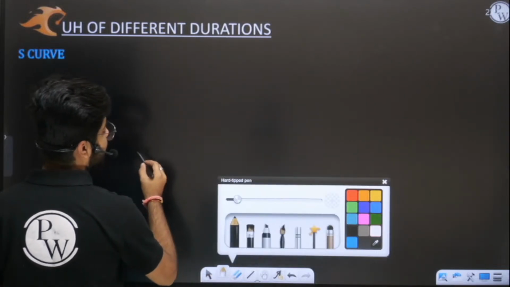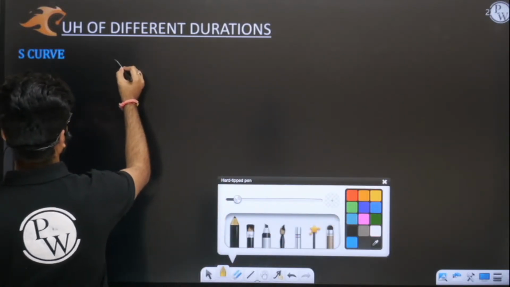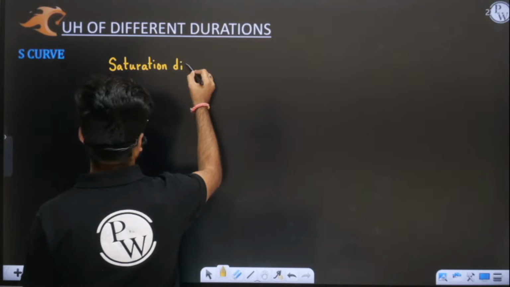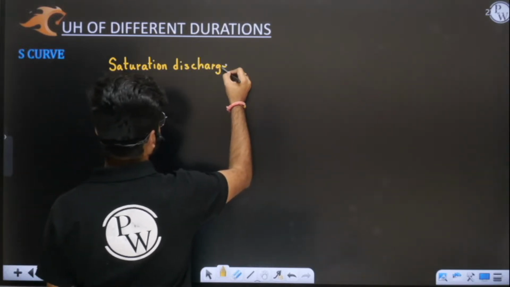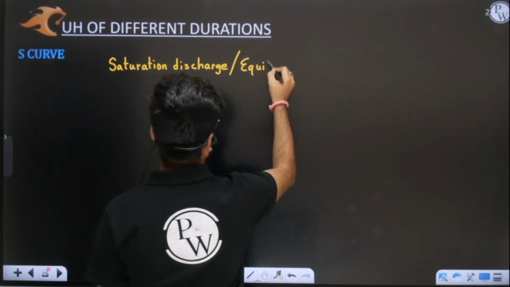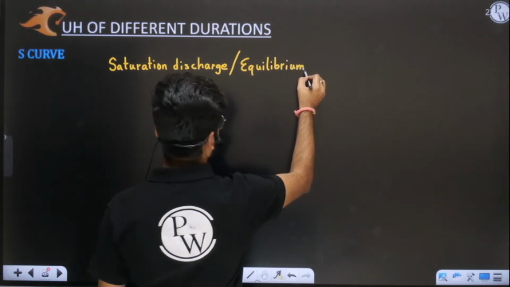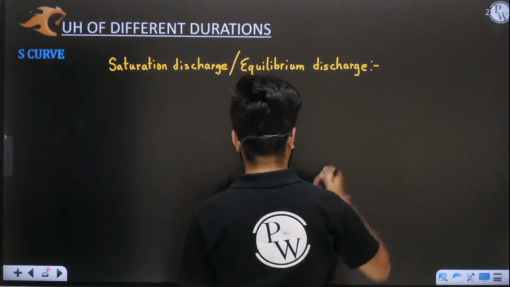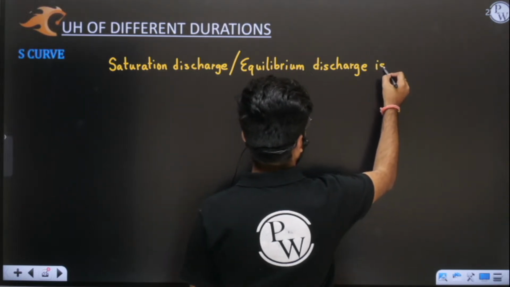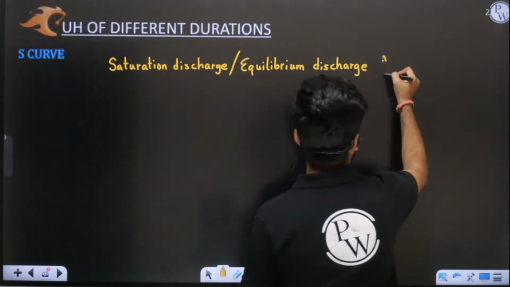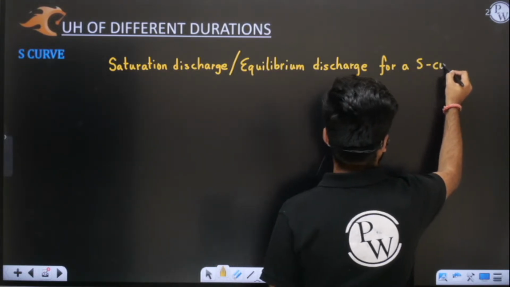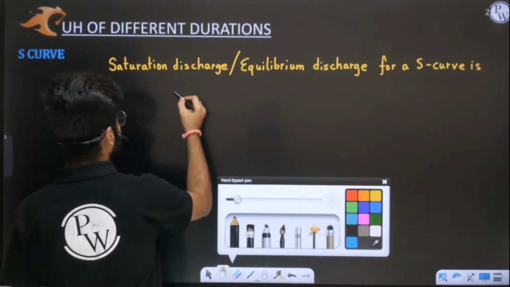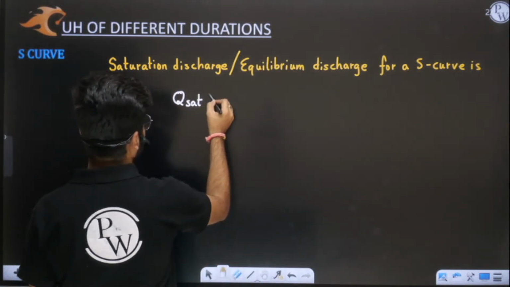If someone asks you to write the formula for saturation discharge or equilibrium discharge, it is given by, for an S curve, what's the formula, sir? The formula is, we will write QSAT, or sometimes Q equilibrium will be written.